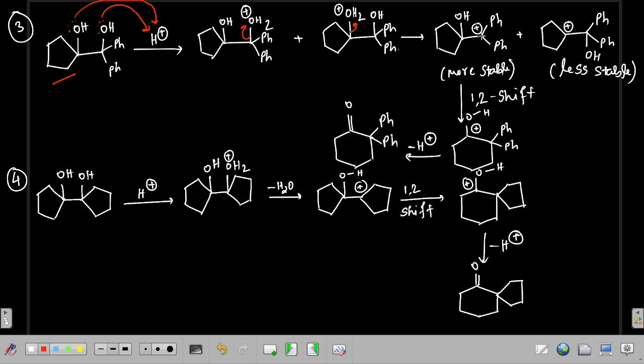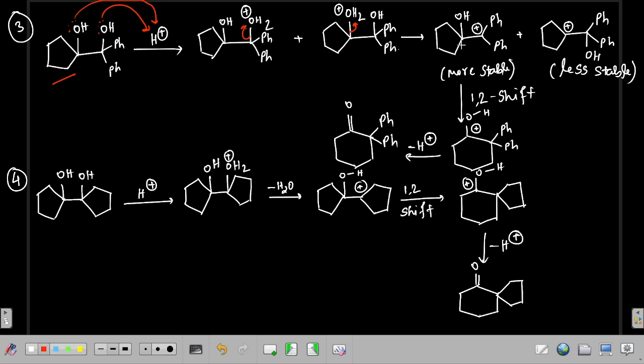But here you see this carbocation is much more stable, because it will be stabilized by two phenyl systems, but in this case this carbocation is less stable, because it is stabilized only by these two methyl groups, like two alkyl groups. So this carbocation is much more stable than this carbocation.